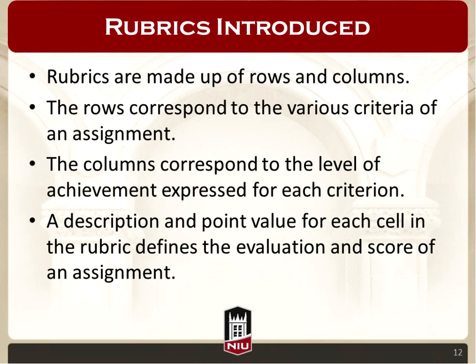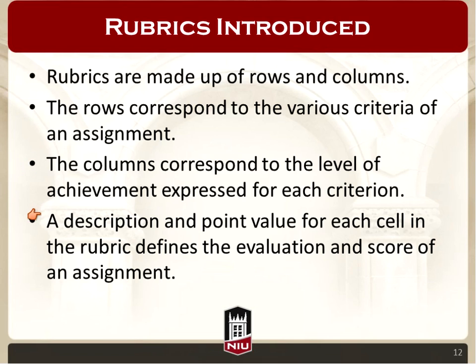As we think more about the structure of what a rubric is, if you're not familiar with a rubric, it's simply made up of rows and columns. Just a simple table that specifies criteria for how an assessment is graded. The rows correspond to the various criteria of an assignment, so you can have as many or few criteria for how you're going to be judging the quality of an assignment. And then the columns within the table represent the levels of achievement expressed for each criterion. You spell out these different levels of achievement and what constitutes different levels of performance.